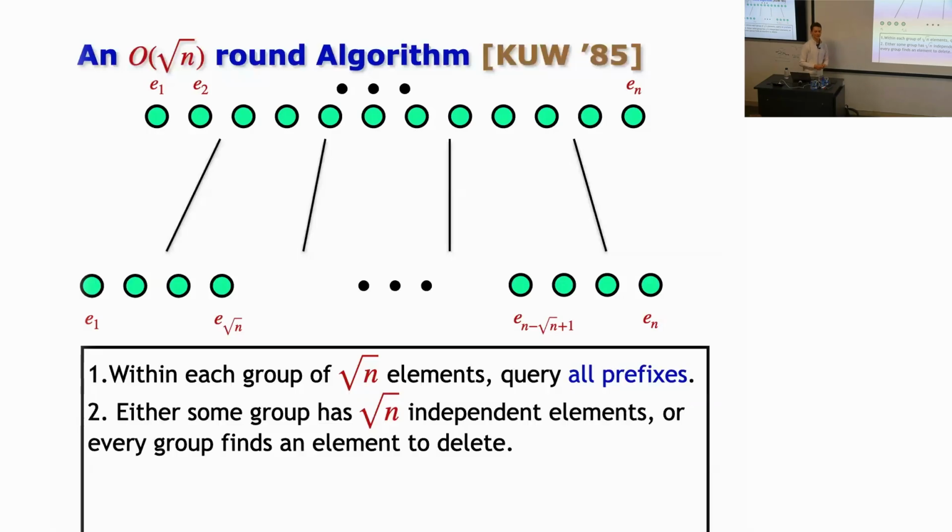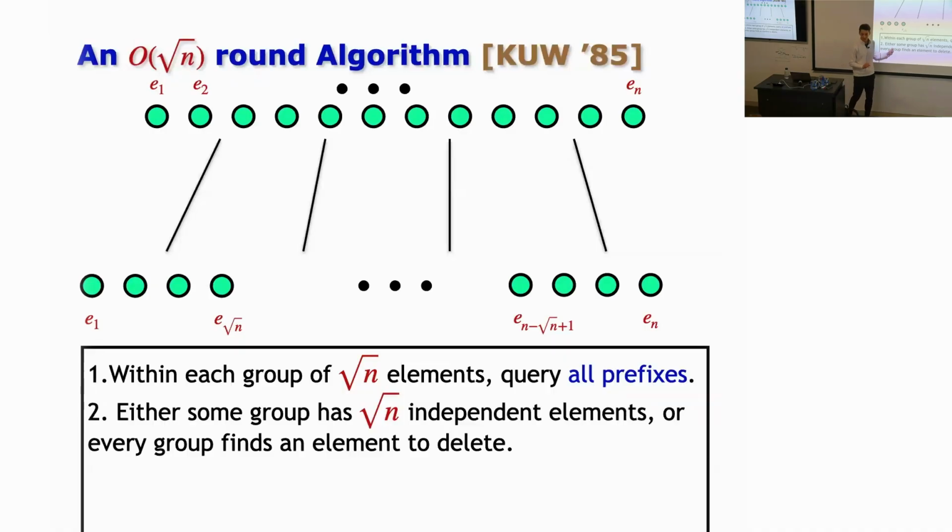Great. So how does the algorithm look? Let's zoom out. We made these groups of size square root n. Within each group, we queried all of the prefixes. And now within each group, either you find square root n independent elements. If you find that in any group, you're happy. You're going to add those to your basis.